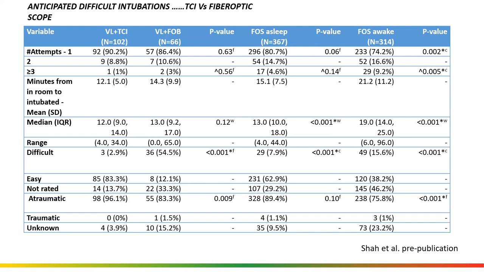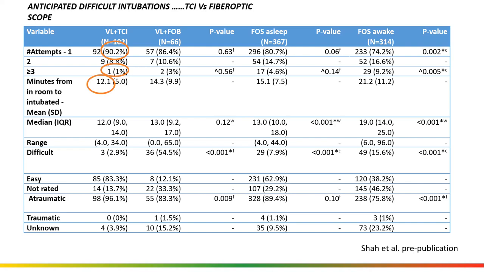It's kind of busy here. We have VL plus TCI as a combined technique, and then VL plus a fiber optic bronchoscope, fiber optic scope asleep, and fiber optic scope awake. And again, these are anticipated difficult airways. And you can see VL with TCI has a higher first pass rate than all the other techniques, even the other combined technique, and a lower failure rate.